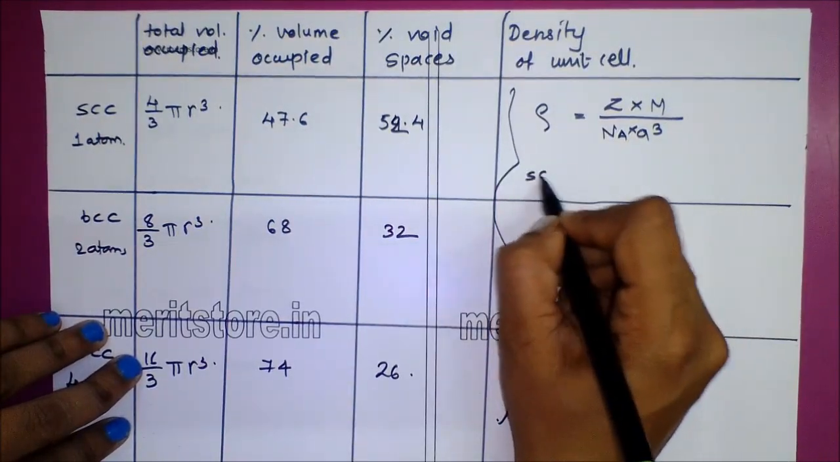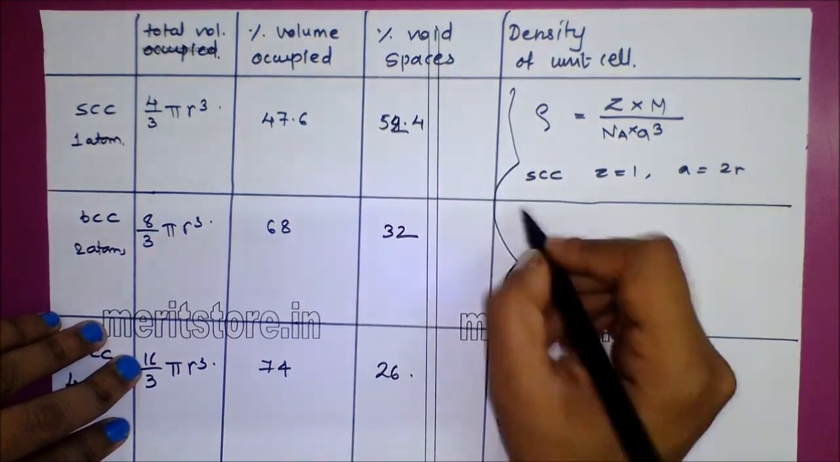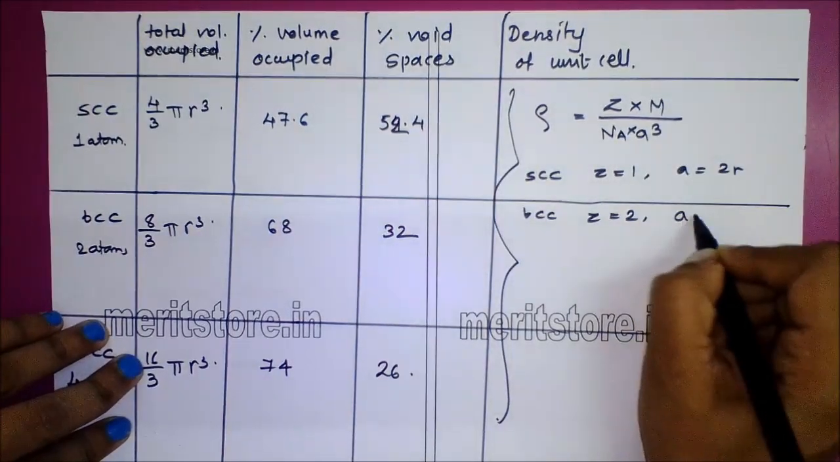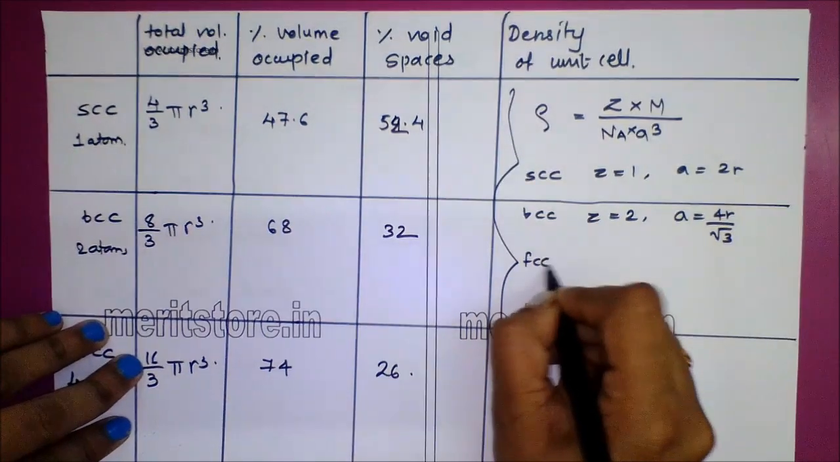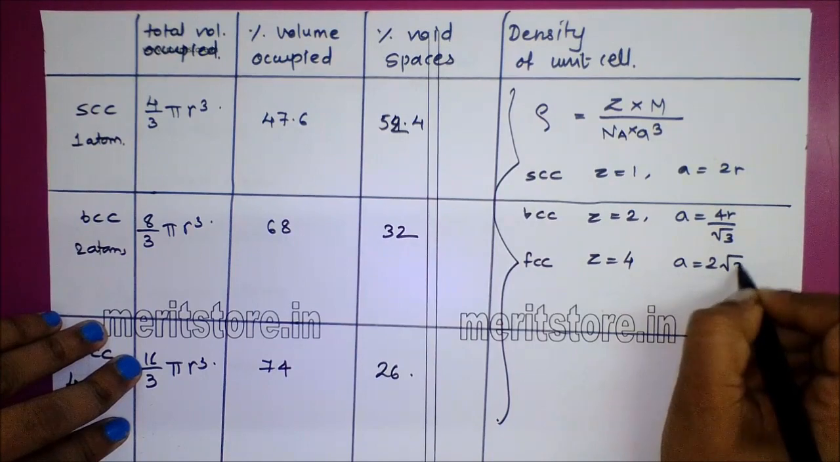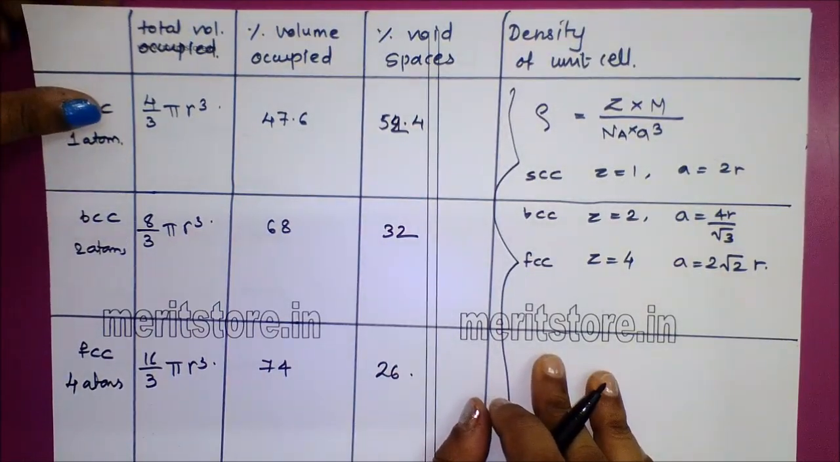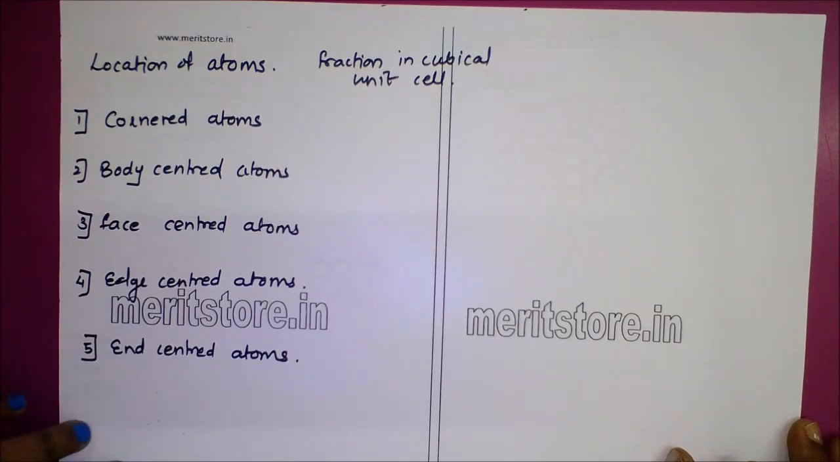Here for SCC, Z will be equal to 1 and a is equal to 2r. For BCC, Z is equal to 2 and a is equal to 4r by root 3. And in case of FCC, we have Z equal to 4 and a equal to 2 root 2 r. So we can use all these formulas for solving numerical-based MCQs. We can also talk, in short, about the location of atoms, and we can solve the numericals related to this.